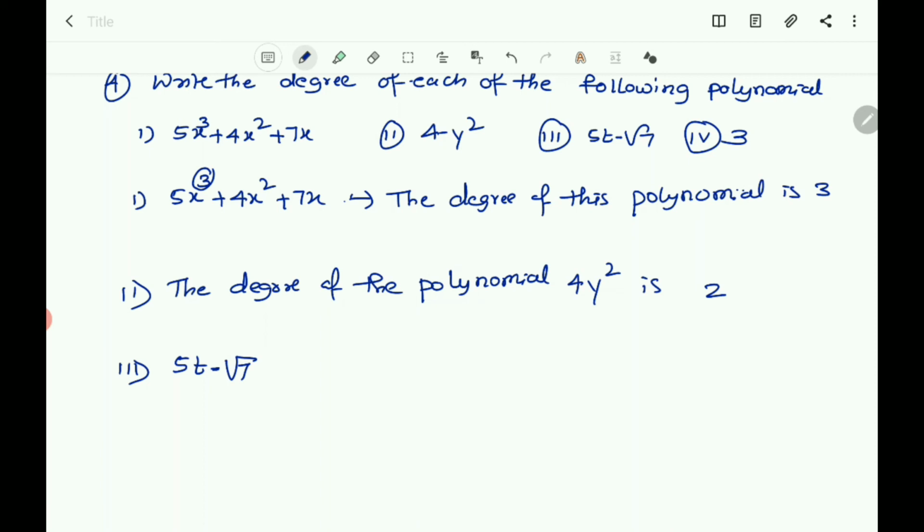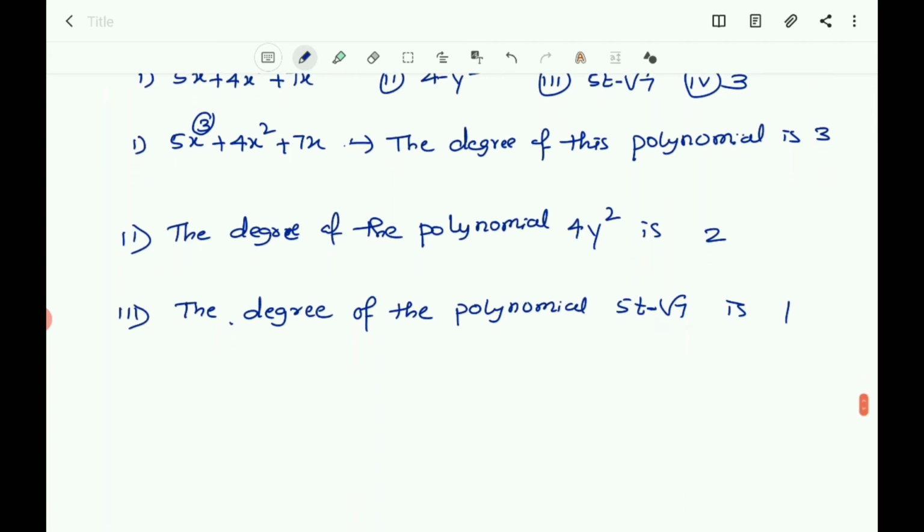5t minus root 7. You know that here the degree of the polynomial, you write the degree of the polynomial 5t minus root 7 is, you know that the variable is t here. t square, t cube is not there, only t is there, means its highest power is 1 here, t means t to the power of 1, so you can write 1 here. So the degree of the polynomial 5t minus root 7 is 1.